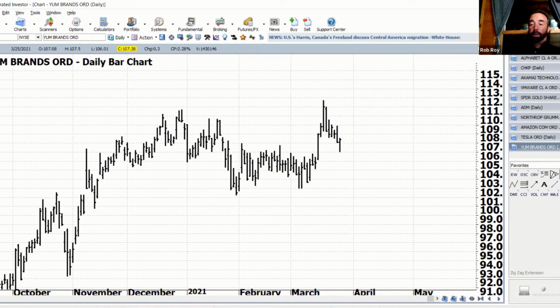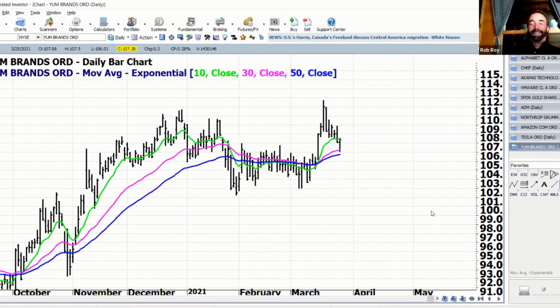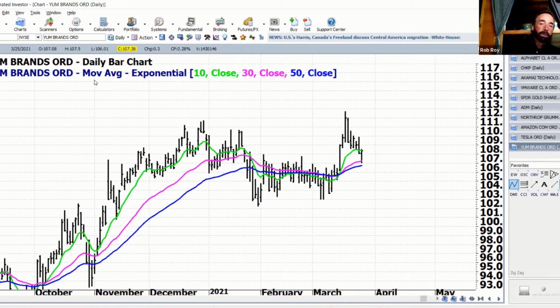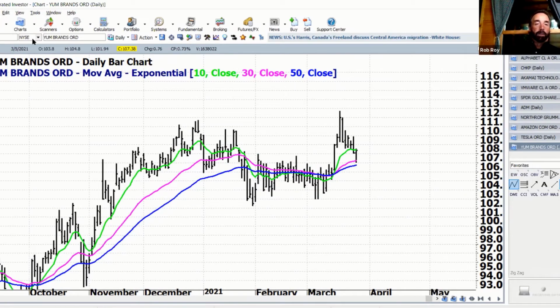So let's look at the moving averages. So you can see the 10-day moving average right here, and close back above that 10-day moving average and see what happens in tomorrow's trade. But you know, this one's gonna break and move.